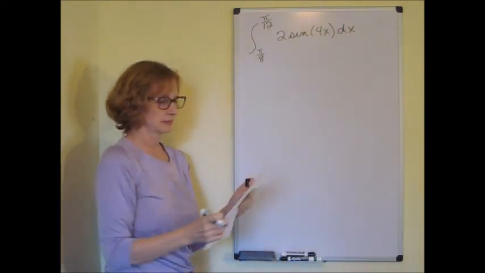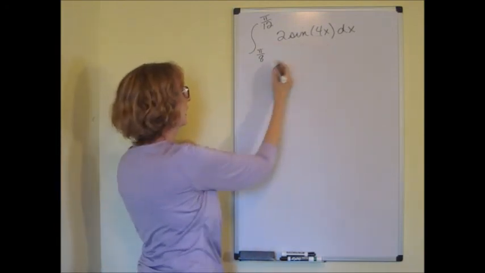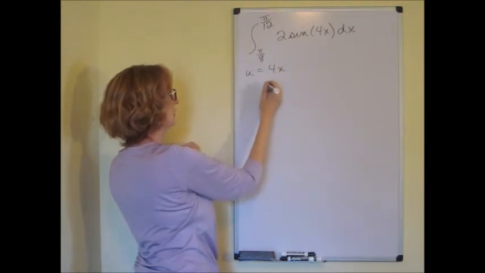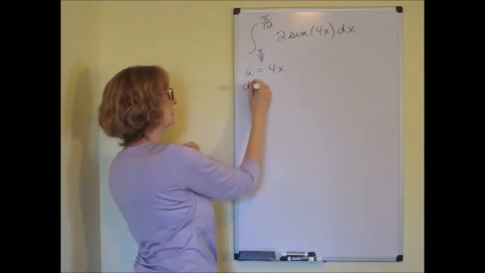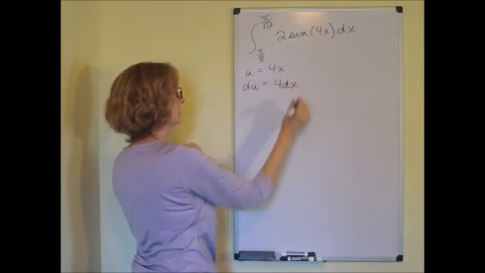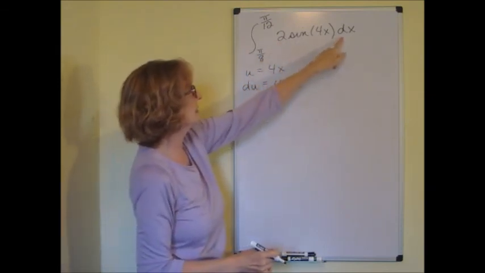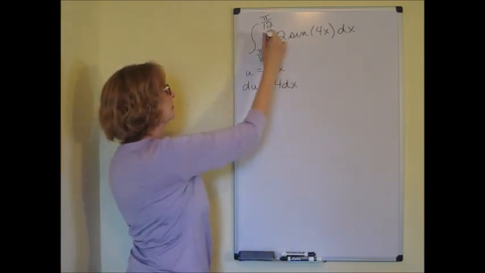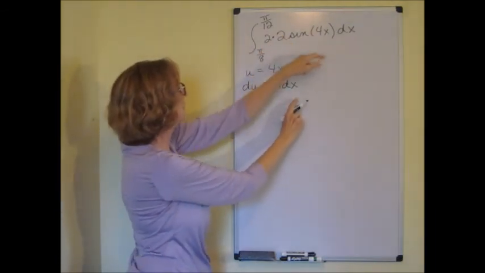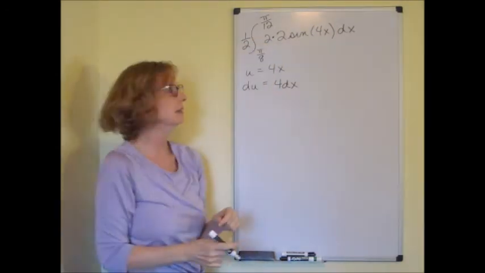Okay, let's pick a u substitution. I'm going to let u be that angle. So if u is the angle 4x, then I know that du is just going to be 4 dx. Alright, so I have a 2 dx, but I want 4 dx, so I need to multiply a 2 in there to make it 4 dx. If you multiply 2, you'll multiply that 1/2 outside.